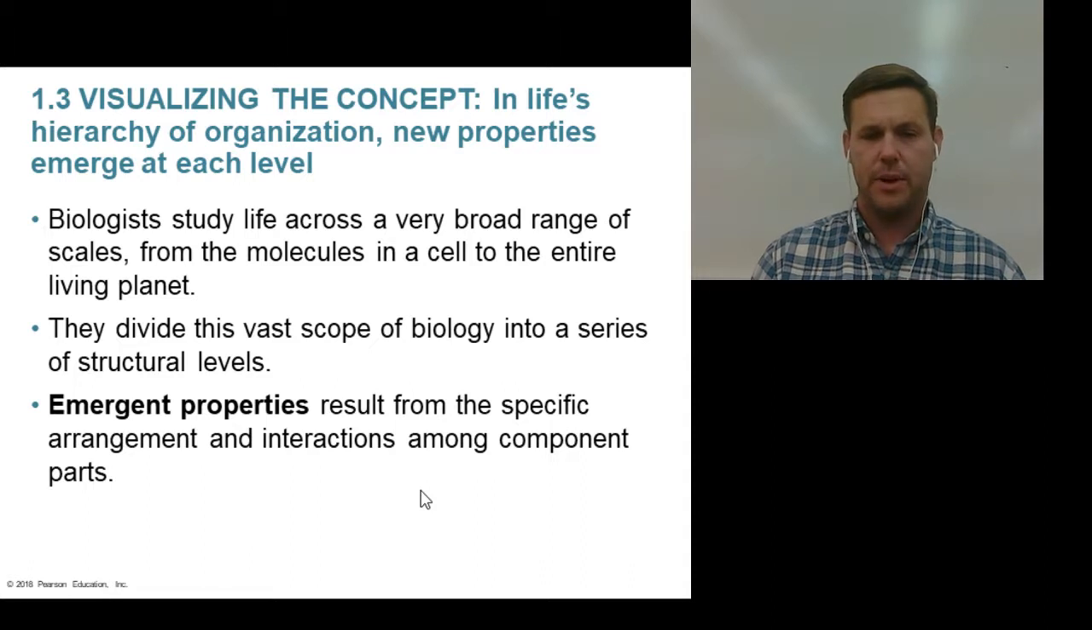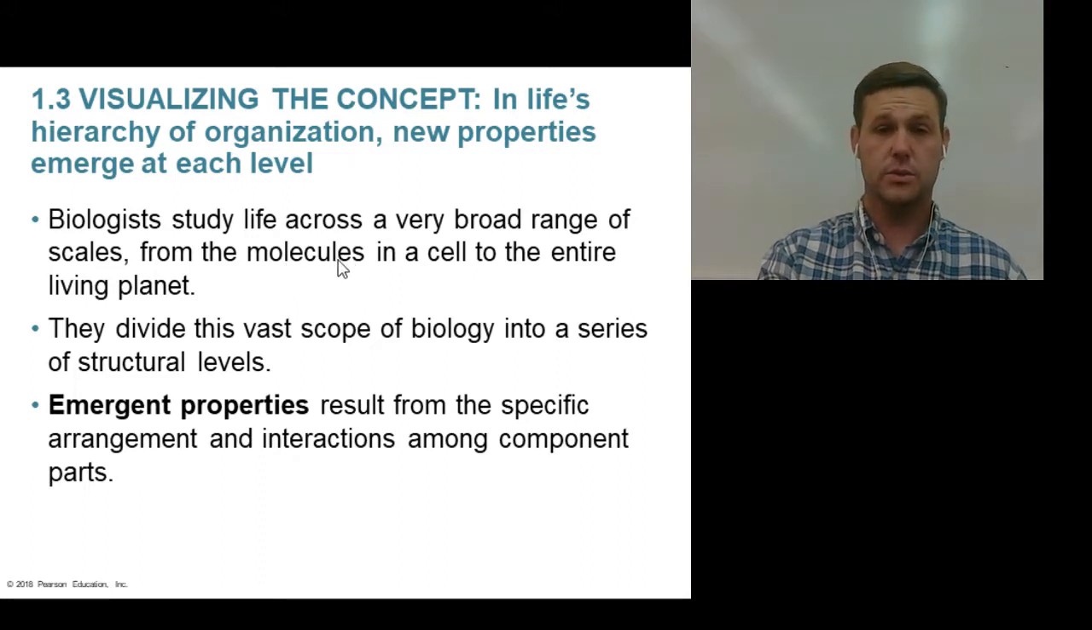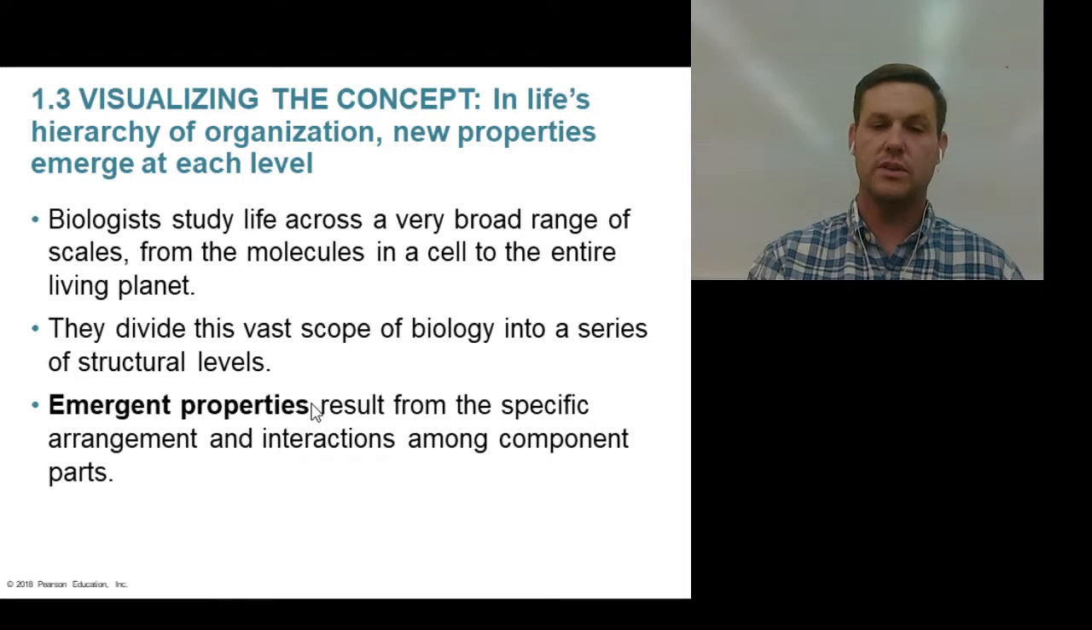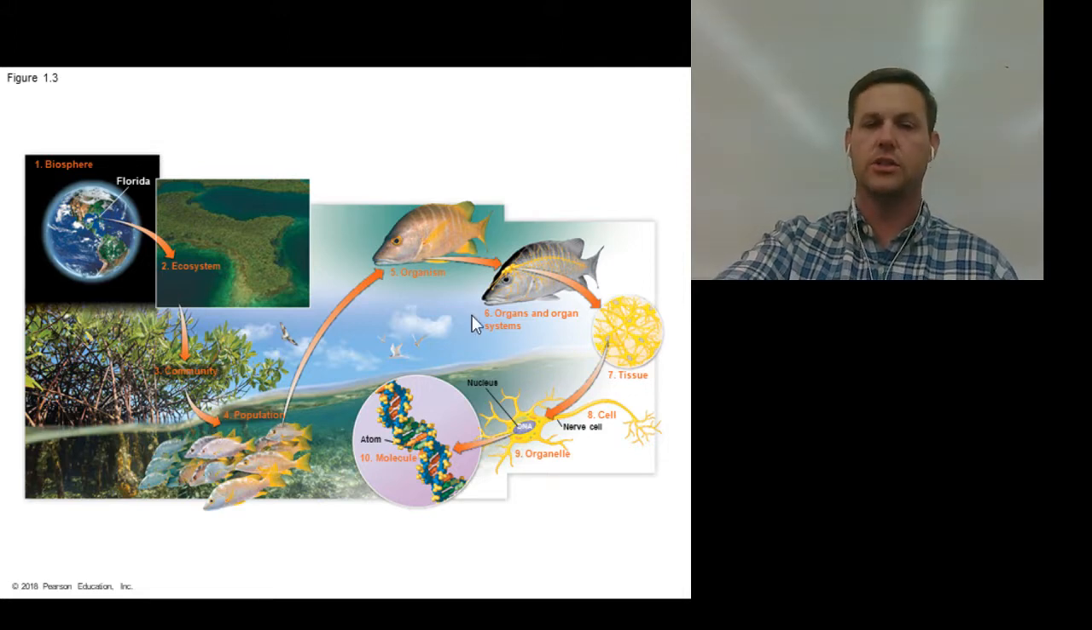But anyway. What we need to focus on here are that emergent properties result from the specific arrangement and interaction among component parts. So because of all of these different things, molecules to cells to organs to organisms, there's this entire scope of the planet. You divide this scope into a series of structural levels, and from each of those levels there are interactions between the smallest to the largest part.